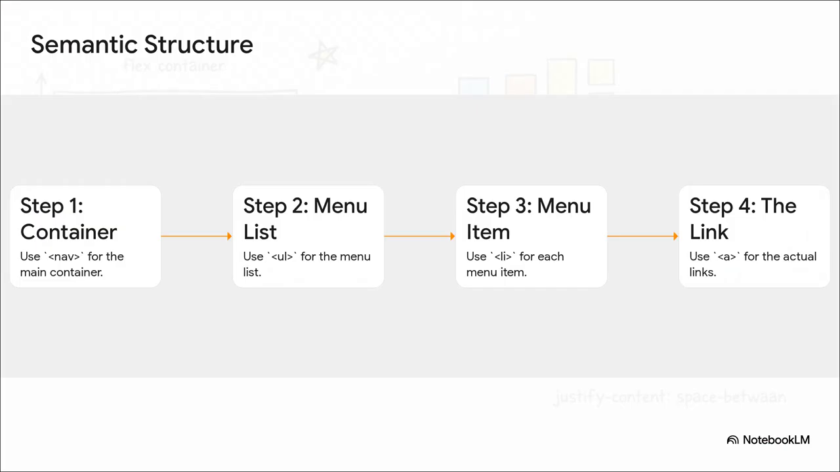So before we even think about writing a single line of CSS, we need a solid HTML structure. A great layout is always built on a great foundation. We're going to use a nav tag to tell browsers and screen readers, hey, this is the main navigation. And inside that, we'll use an unordered list, UL, with list items, LI, for our links. Using these semantic tags, tags that actually describe their content, is a real sign of a professional developer.